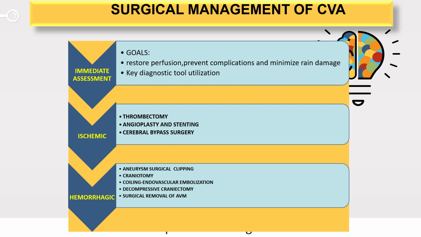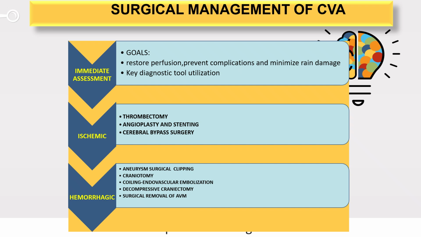Next is angioplasty and stenting. It is a procedure in which a balloon is inflated within the narrowed, stenosed artery to widen it. A mesh tube, the stent, is then placed inside the narrowed artery to keep it open. Cerebral bypass surgery involves rerouting your blood flow, the circle of Willis, around a narrowed or blocked artery to restore the adequate blood supply.